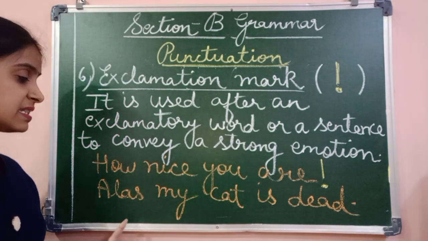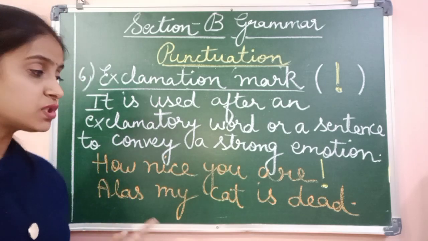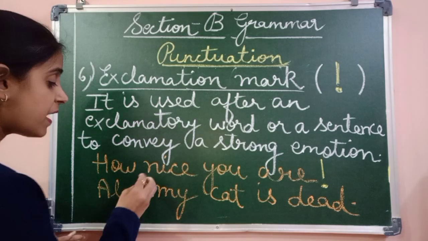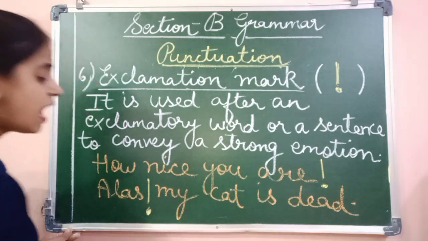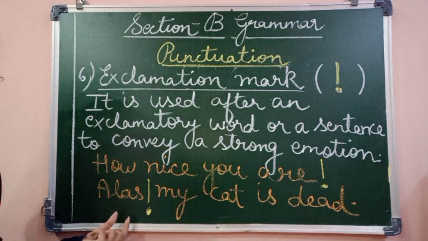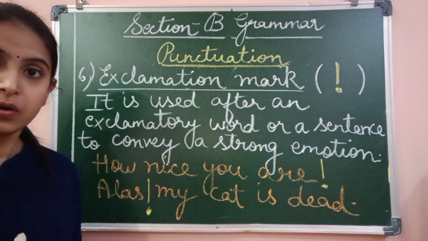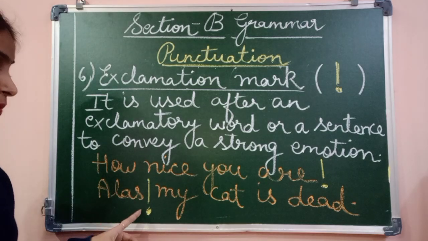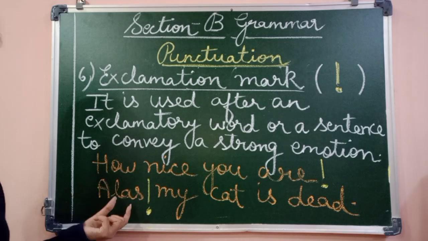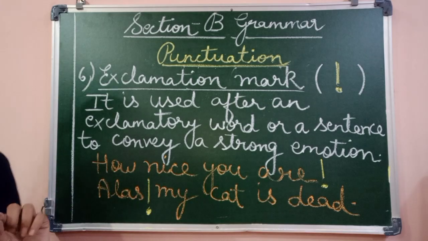Now here in this sentence, alas, my cat is dead. Now this sentence shows no emotion. But if I put exclamation mark after this exclamatory word alas, so it shows my emotion of sadness. So children, we use exclamation mark after an exclamatory word or an exclamatory sentence to convey a strong emotion.